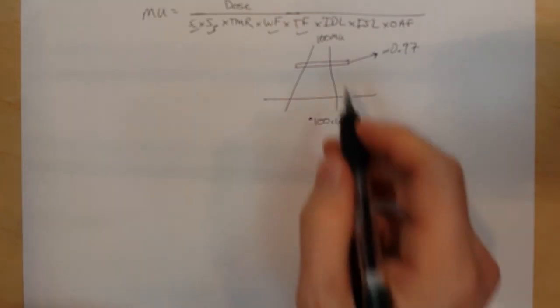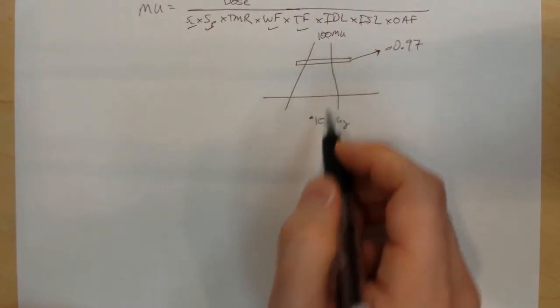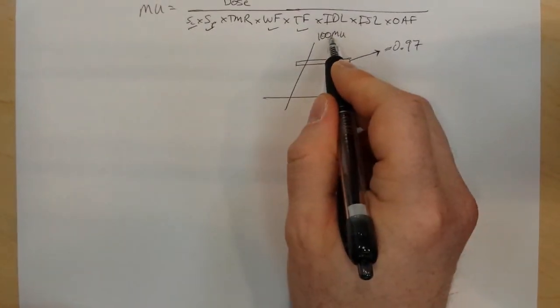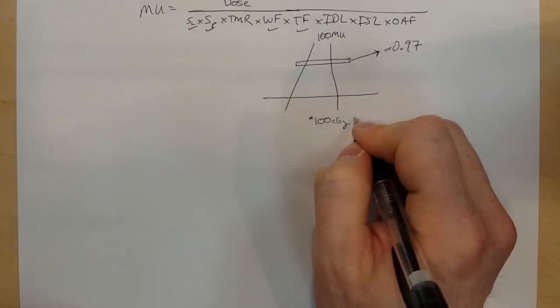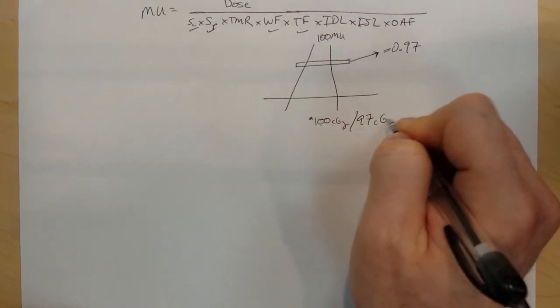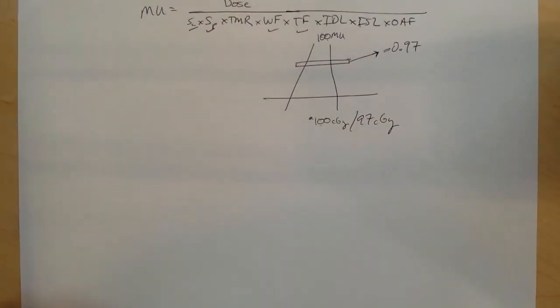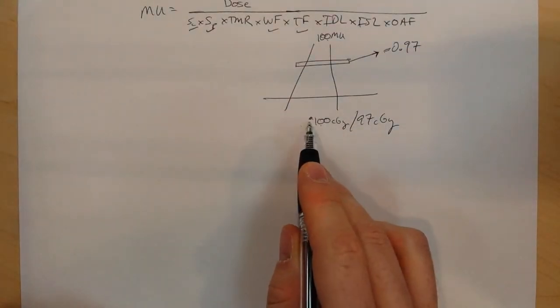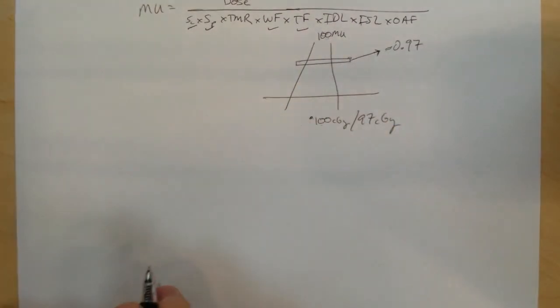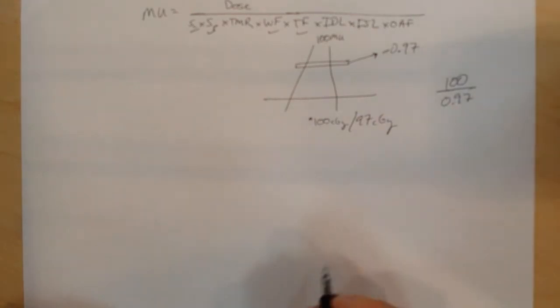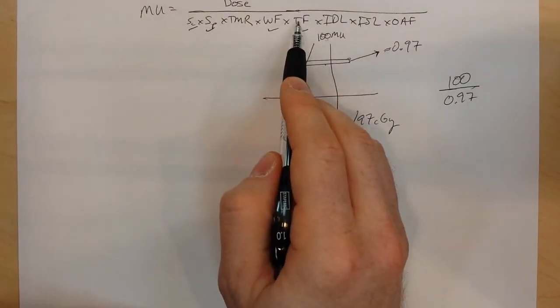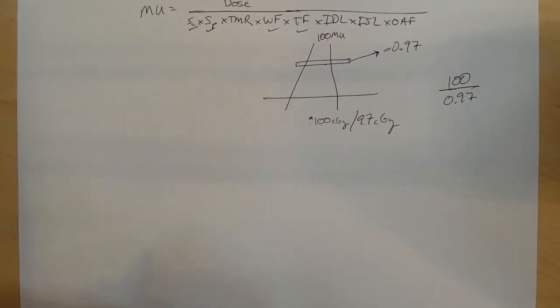I need to adjust for that. If I deliver 100 monitor units without the tray, I deliver 100 centigray. If I deliver 100 monitor units now with the tray in, I deliver 97 centigray. I don't want 97 centigray. I want 100 centigray. So what do I have to do? I have to adjust the monitor units that I dial up on the machine. So I take 100 divided by 0.97. That gives me my new monitor units that I dial up. Again, it's an attenuation factor. That's what we're doing when we put the tray factor in here: adjusting the monitor units higher to account for a decrease in output because of the attenuation by the tray.